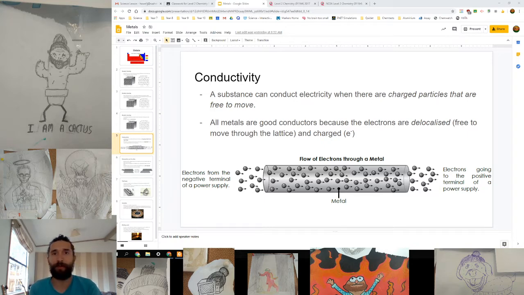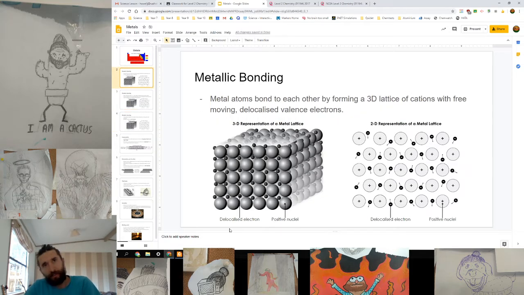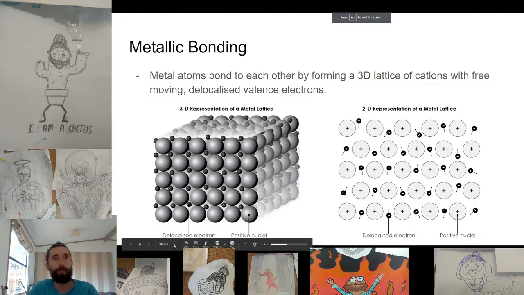Just a brief recap from yesterday. Metals are made from the atoms generally on the left-hand side of the periodic table. And a metallic substance is made up of metal atoms in a 3D lattice shape. Let me make that bigger. So here's a 3D lattice.